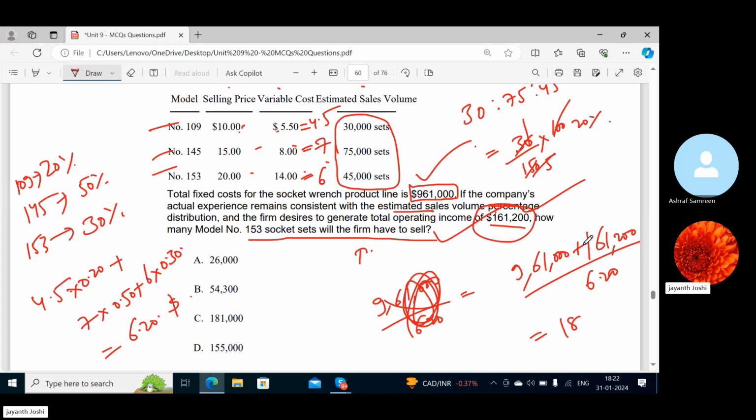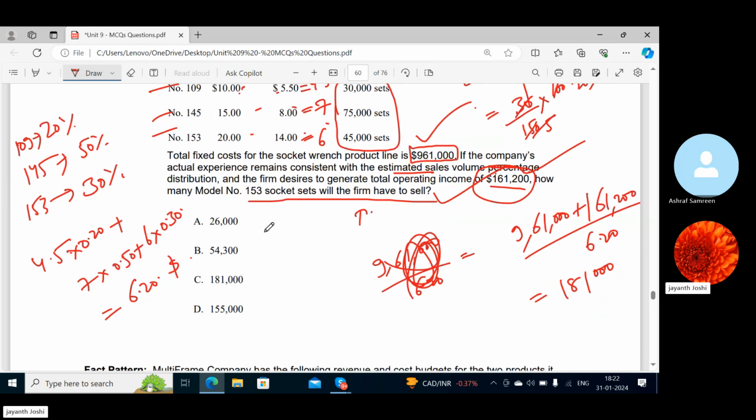First you add the numerator figure, Samrin. 1,81,000. 1,80,000. Yeah, 1,81,000. Now they are only concerned with product number 153, right? So 30% of this. Can you tell me the answer? 54,300.